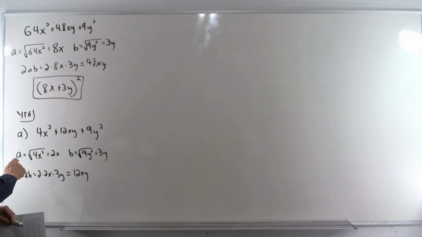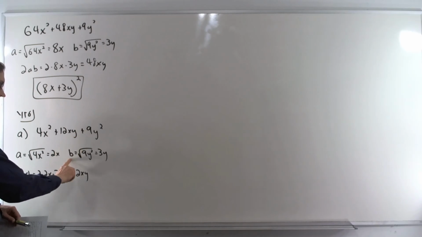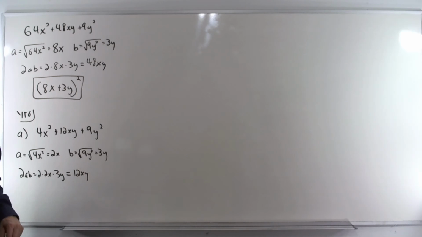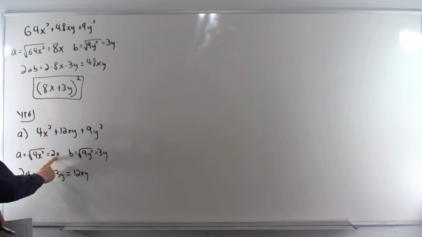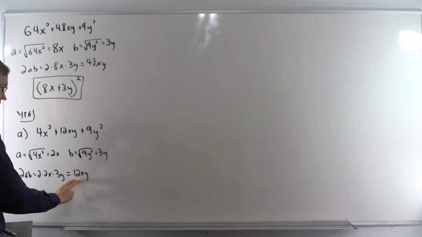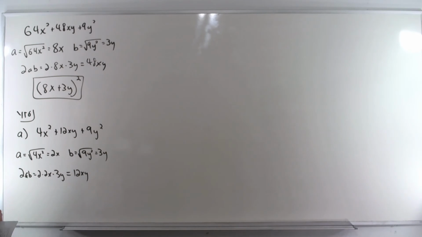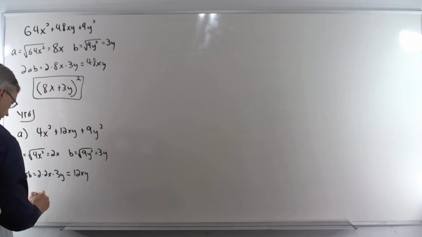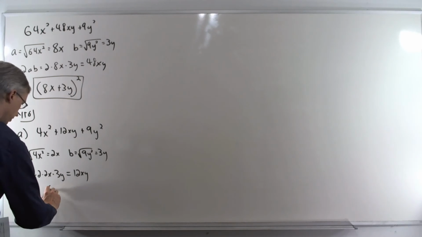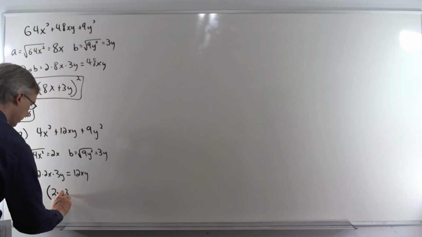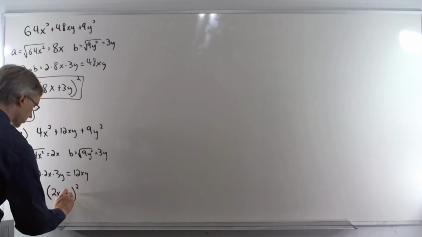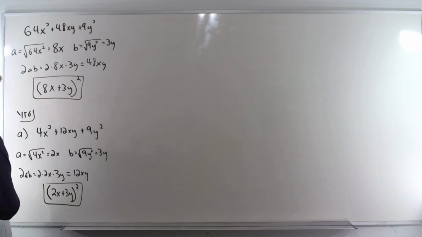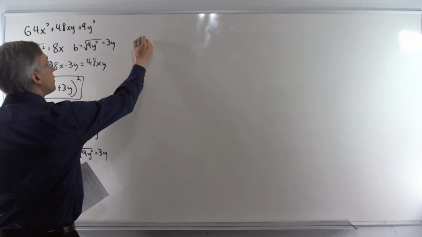So to find A, we'll take the square root of the first term, 4x squared, get 2x there. And for B, we'll take the square root of 9y squared, you get 3y. Checking the middle term, 2ab, that's 2 times 2x times 3y. It gives us 12xy, which matches the middle term. We got a positive version here, so that's going to be 2x plus 3y squared. B.